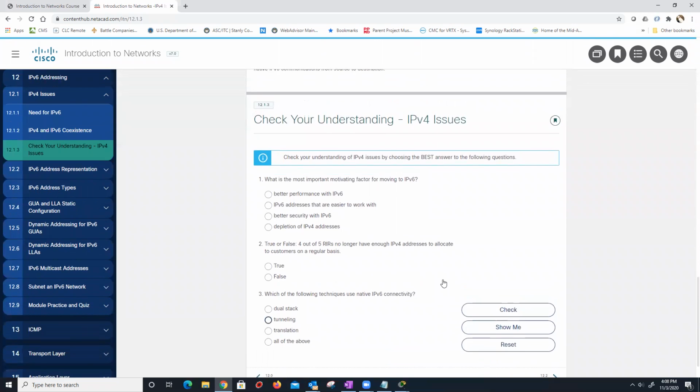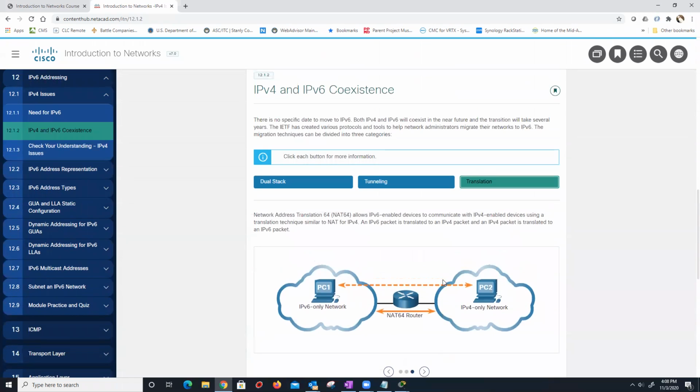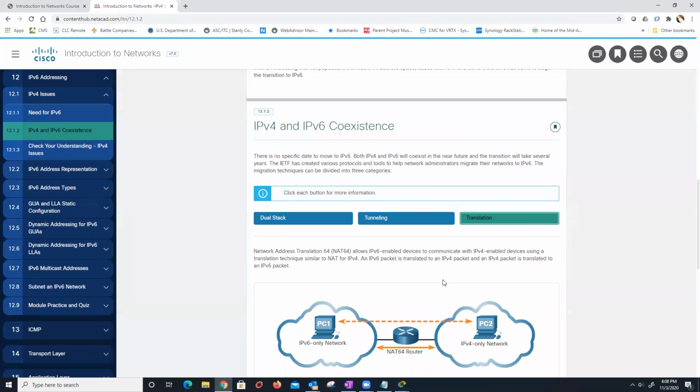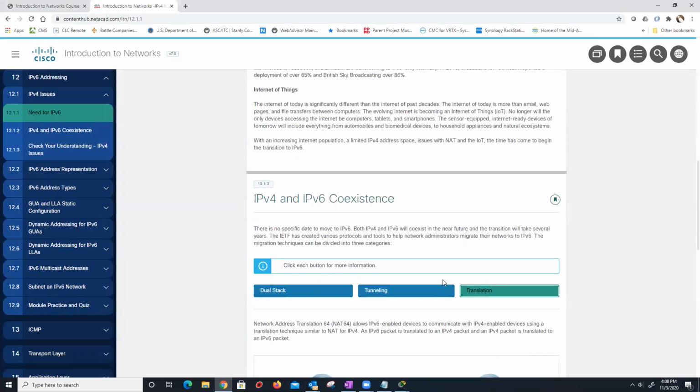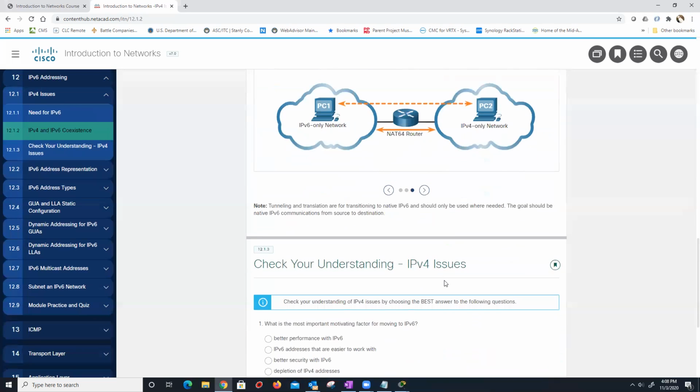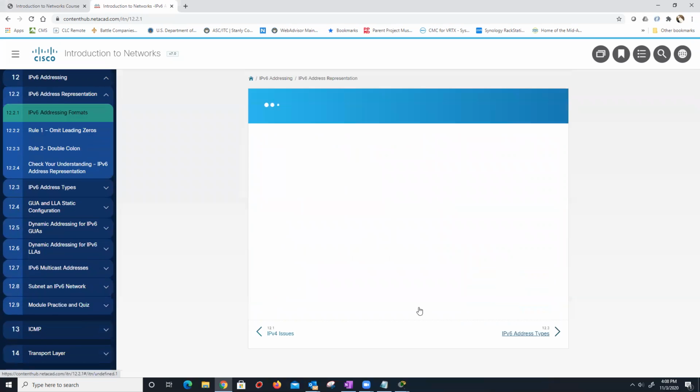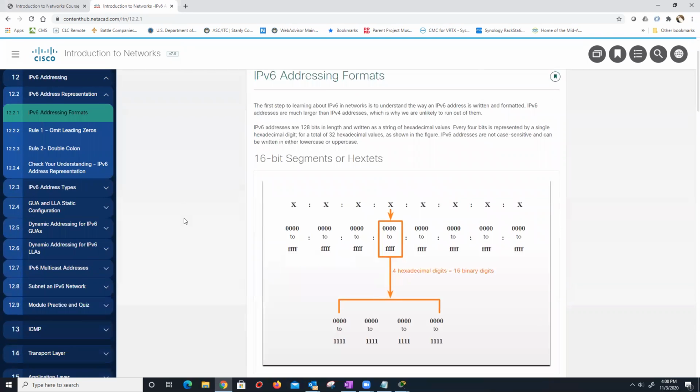What does IPv6 give us? We've already talked a little bit about it. It's 320 undecillion addresses, I think it is. So enough IP addresses for every single grain of sand on the planet. It is a 128-bit address written in hextets or 16-bit segments.